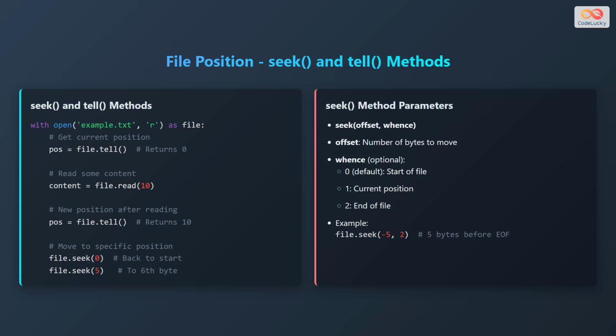On the right, the seek method takes two parameters, offset and whence. Offset is the number of bytes to move, and whence determines the reference point. Whence 0 indicates the start of the file, 1 indicates the current position, and 2 indicates the end of the file. For example, file.seek(-5, 2) moves 5 bytes before the end of the file.